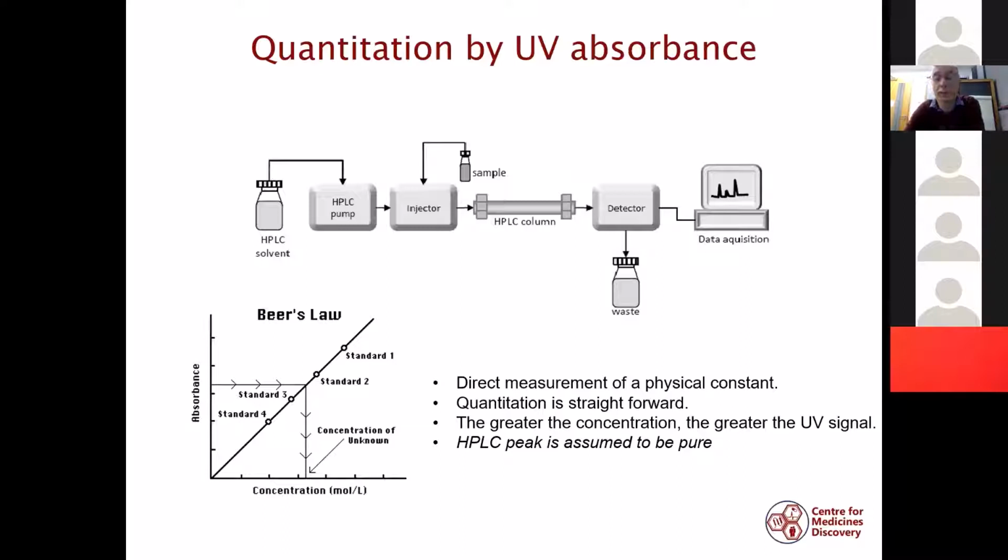So that's the UV absorbance. The quantitation is completely straightforward. And what Beer's law will tell you is over a certain range of concentrations, the greater the concentration, the greater the UV signal. And the only thing you need to assume is that your HPLC peak is pure. Of course, it might not be, which is a good reason for using mass spec. But provided it is pure, Beer's law is very effective.